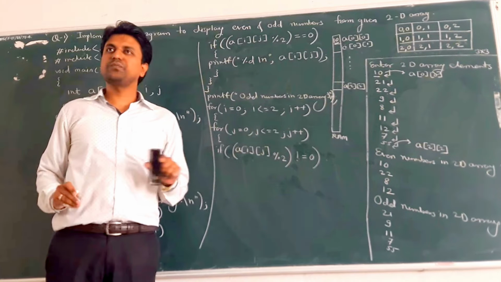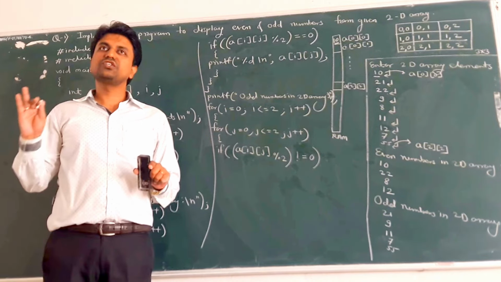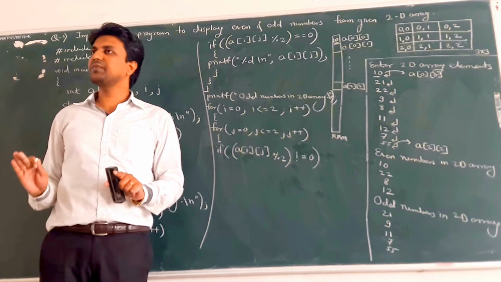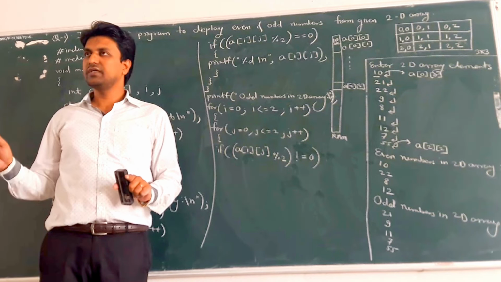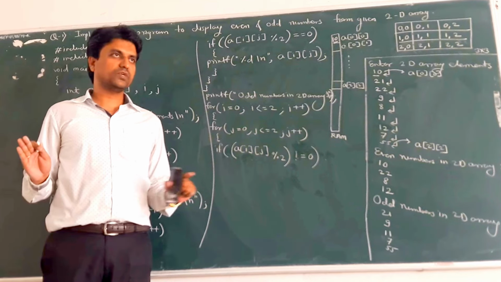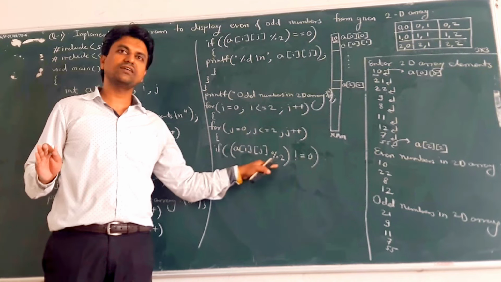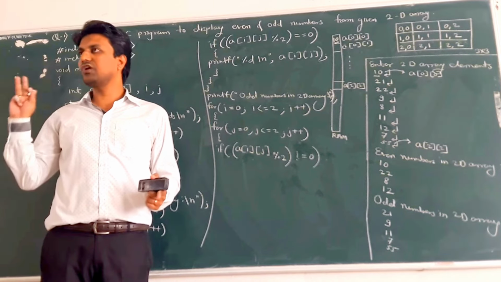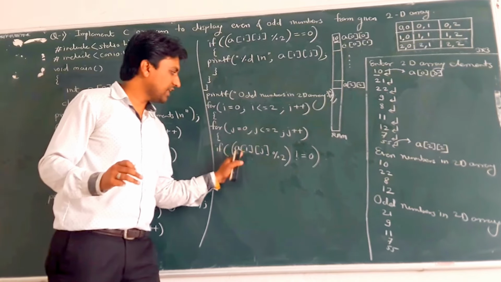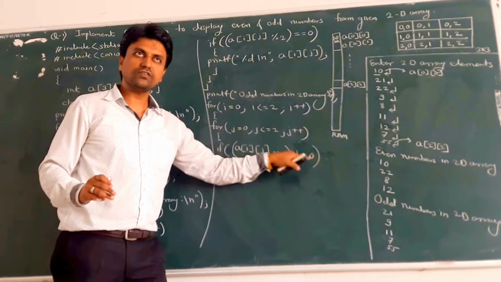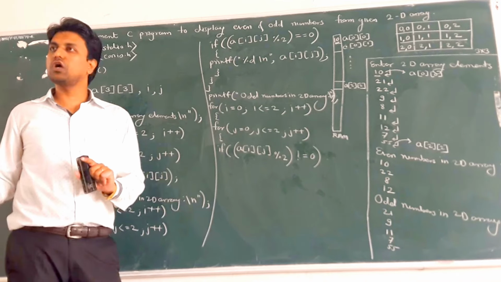But mod of 2 means the remainder is only 0 and 1. Mod of 2 means what is the remainder value? Only 0 or 1. 2 does not exist, because if 2 is the remainder, then again the remainder is 0. 2 mod of 2 is 0. So the remainder is only 0 or 1. So if a of i j mod of 2 is not equal to 0, that means that number is an odd number.